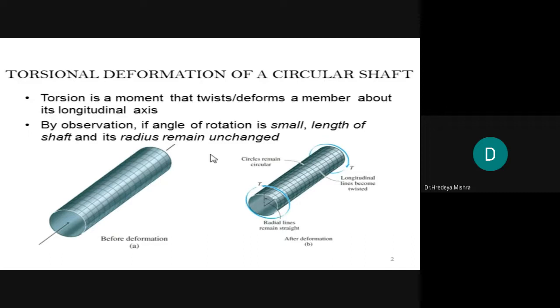So from here, what is the rotational deformation which is responsible for the shear strain, and what is the angle of twist we get? Okay, so what is the angle of twist?